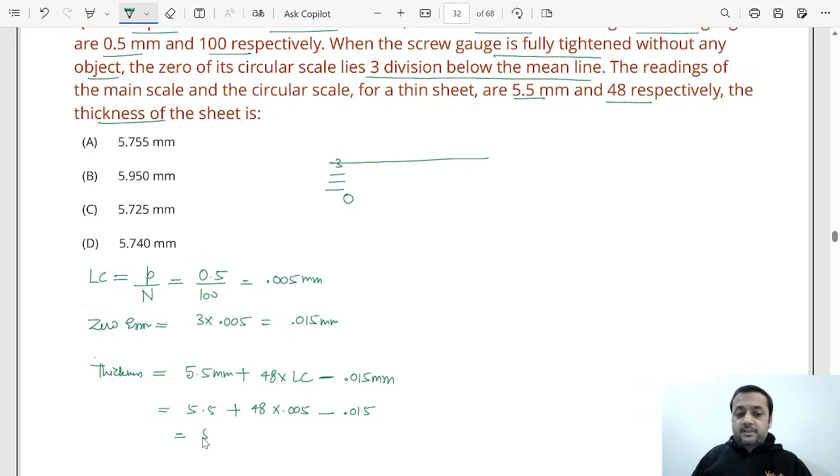Okay, so what does this become? 5.5, and 48 into 0.005 will be how much? 24 into 0.01, that means 0.24 minus 0.015. So this becomes 5.725. So option C will be the correct answer for this question. I hope you have understood.